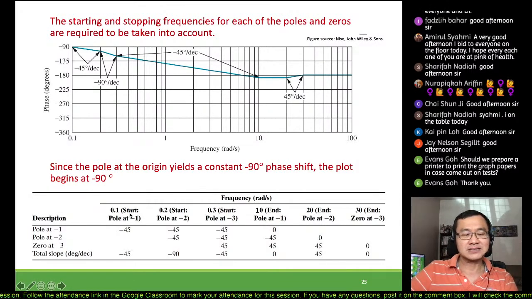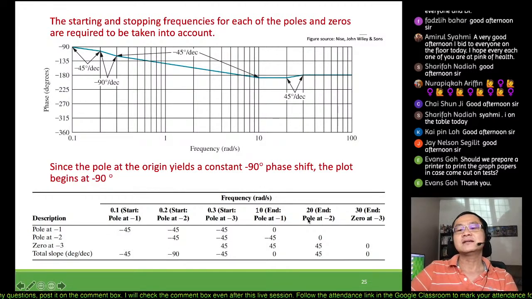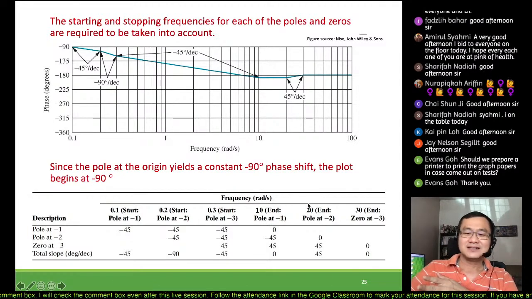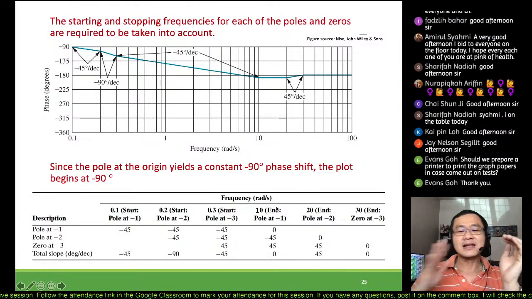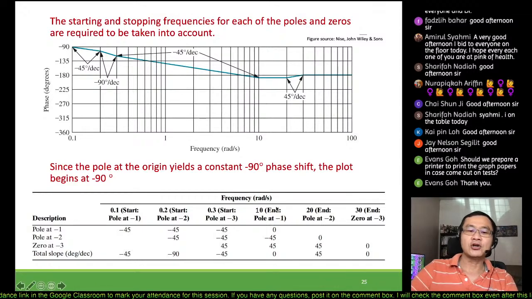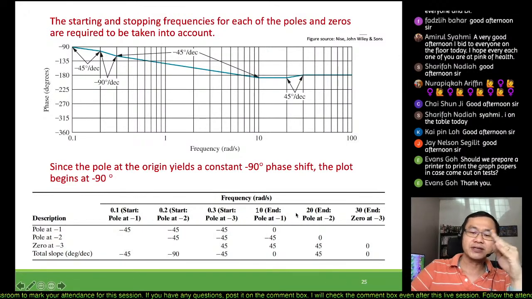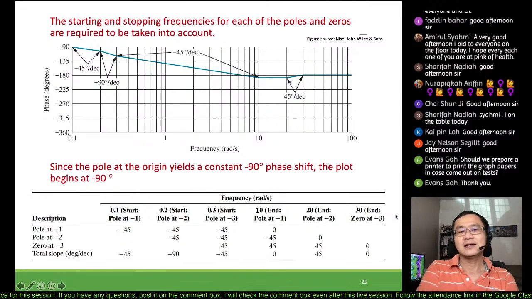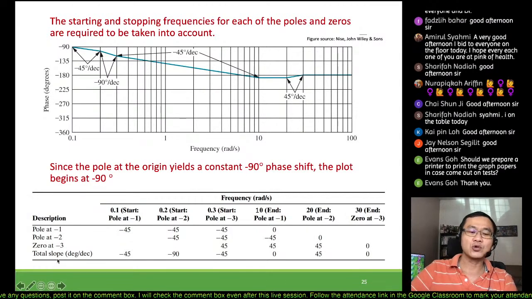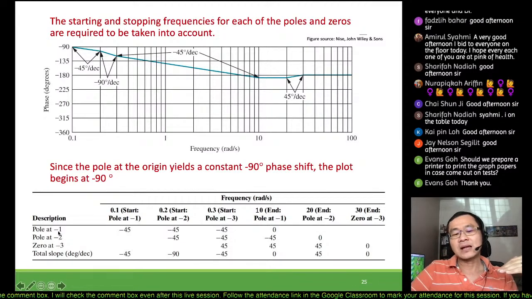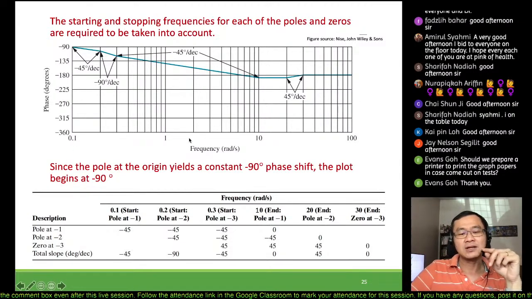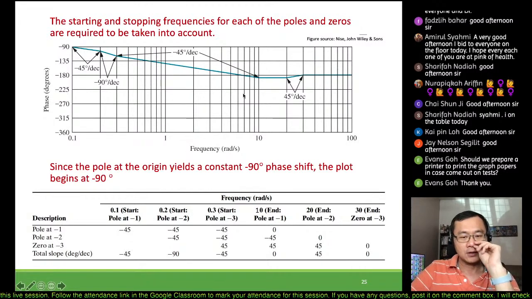We have to mark the start and the end of the pole, right? Then the pole at 2, again a decade before is 0.2, a decade after is 20. Similarly you just write them down and then arrange them in order. You have 0.1, 0.2, 0.3, 10, 20, 30. Arrange them in order. Same thing with your poles and zeros over here, arrange them in order, so that you can mark them all together, to mark all the particular points.